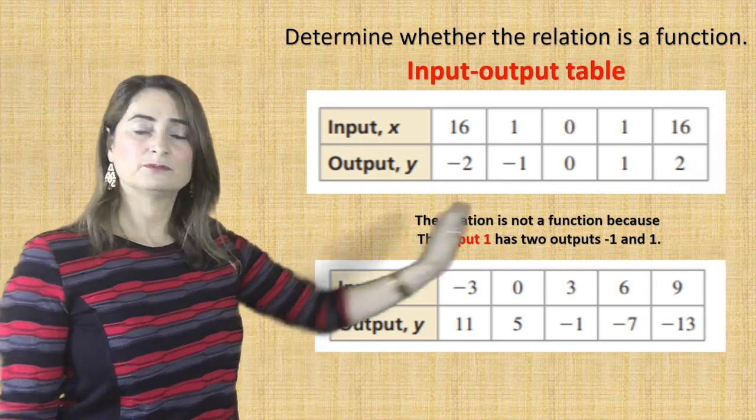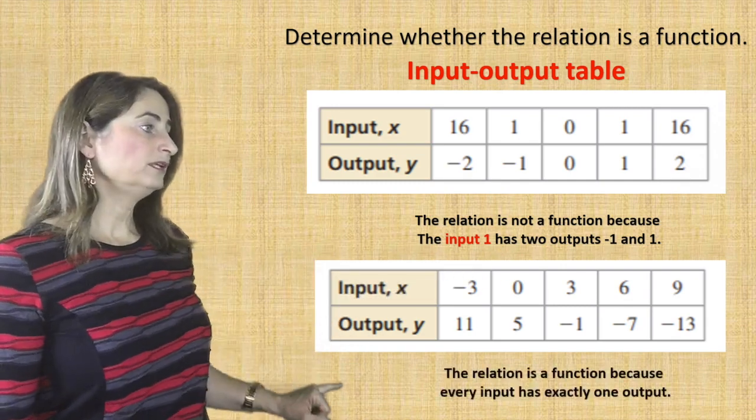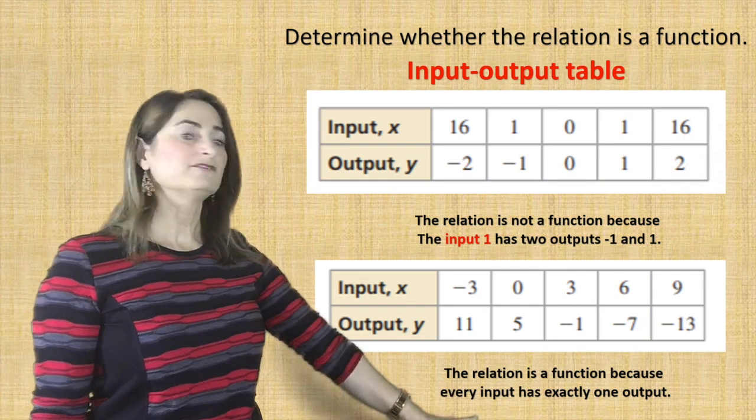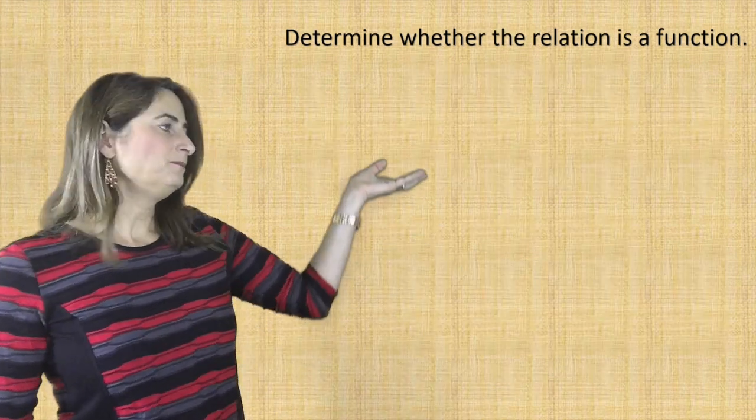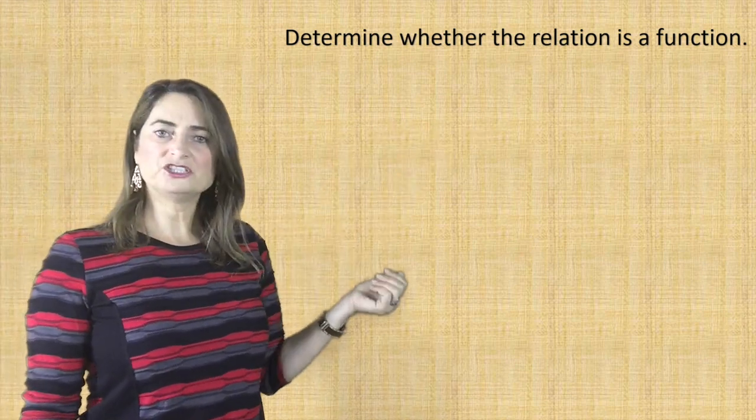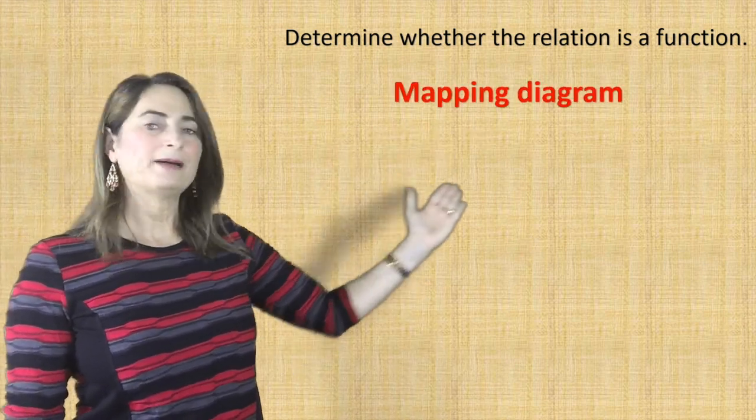Yes, none of the inputs are repeated. So the relation is a function because every input has exactly one output. Here's another example. Determine whether the relation is a function, but this time from a mapping diagram.